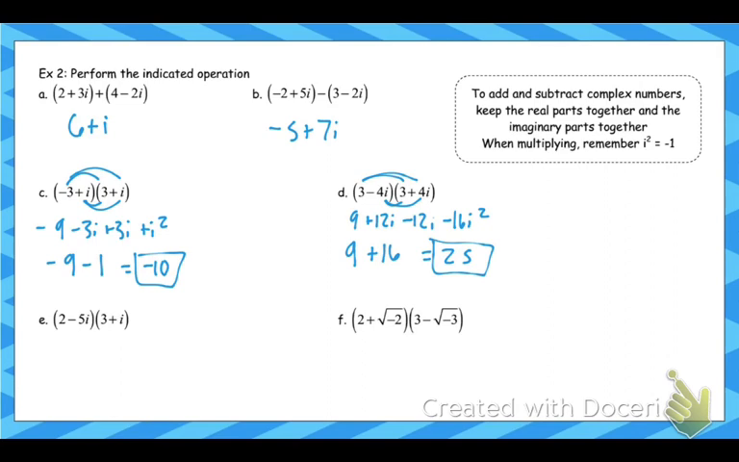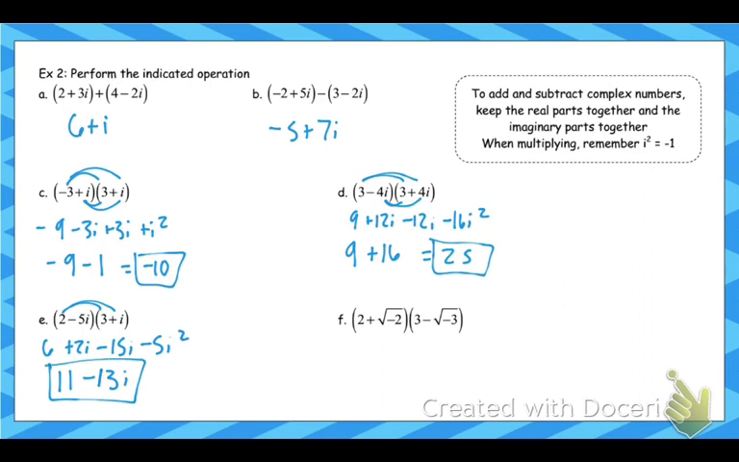All right, then on E, in order to multiply this one out, let's go ahead and FOIL it. So that would be 6 plus 2i minus 15i minus 5i squared. Minus 5i squared would just be plus 5. So 6 plus 5 is 11. Combine the other like terms together, and I'm done.